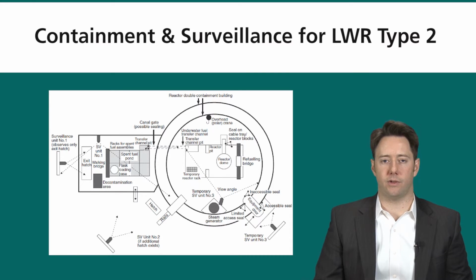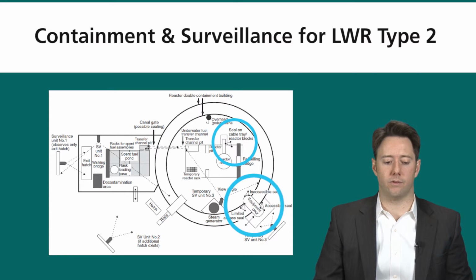So here we have a seal on the cable tray and reactor blocks, and that's again to seal the reactor during operation and limit that to be opened only when it's declared by the operator, and so it can be verified by the IAEA inspectors. And then we also have several seals on the equipment door. Again, we like redundancy.